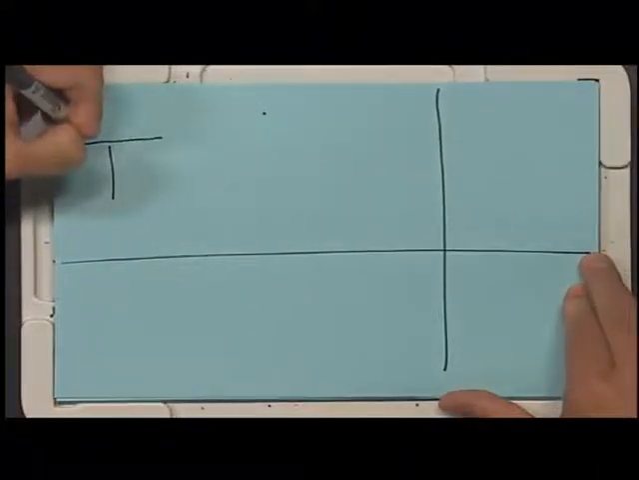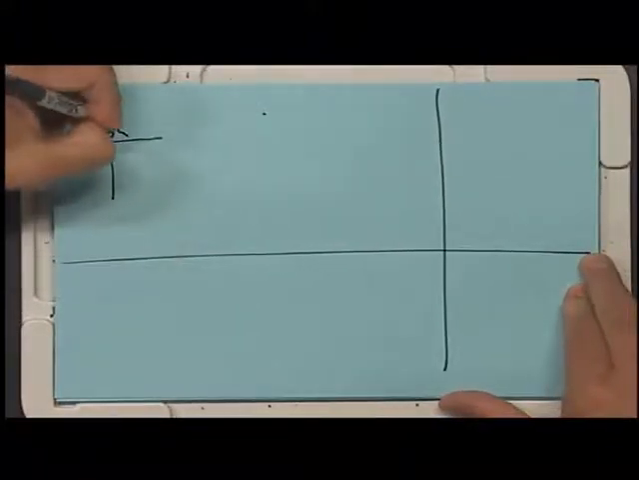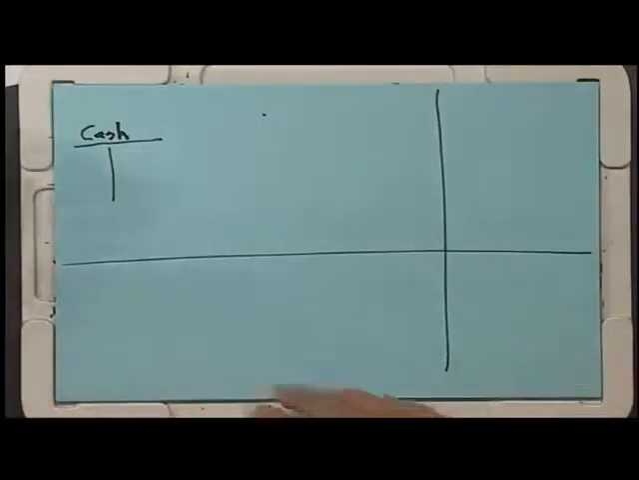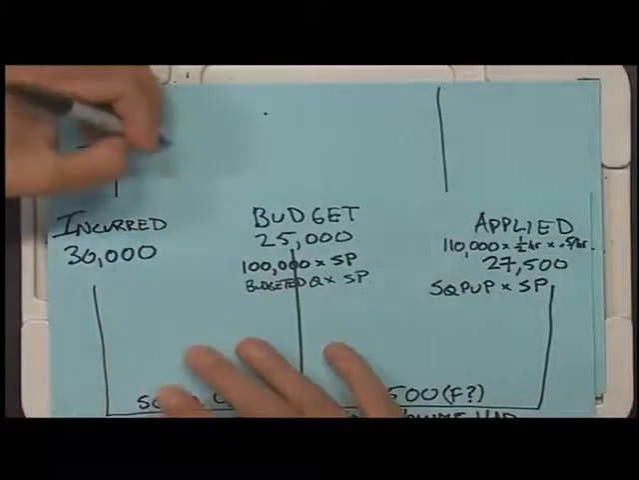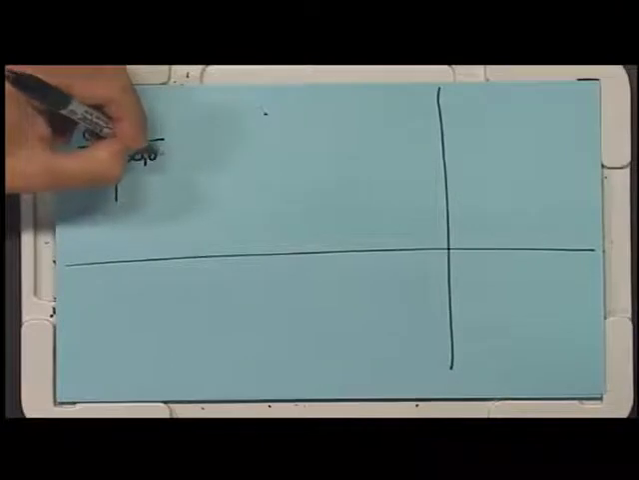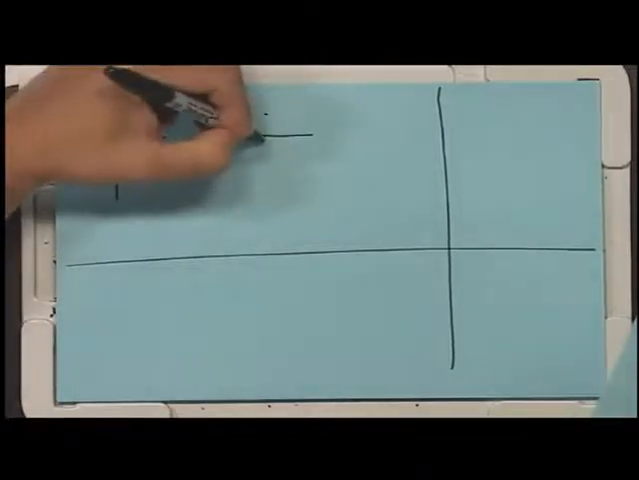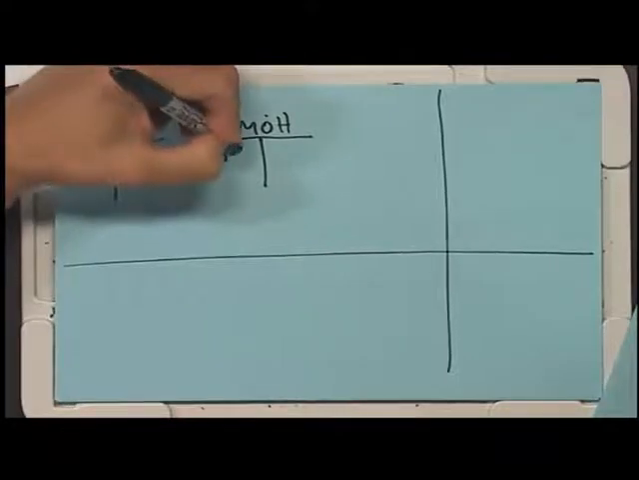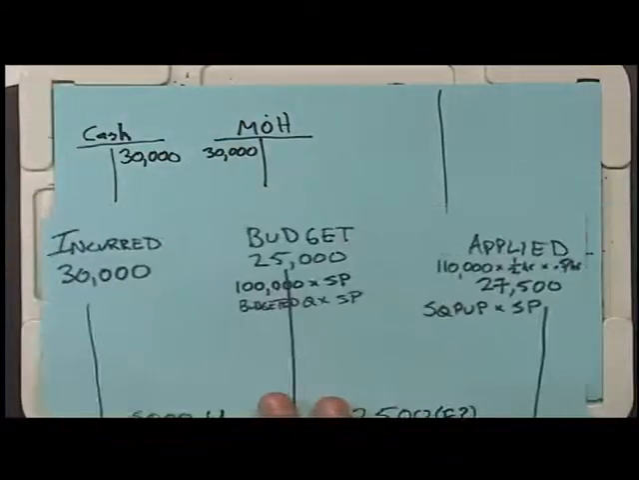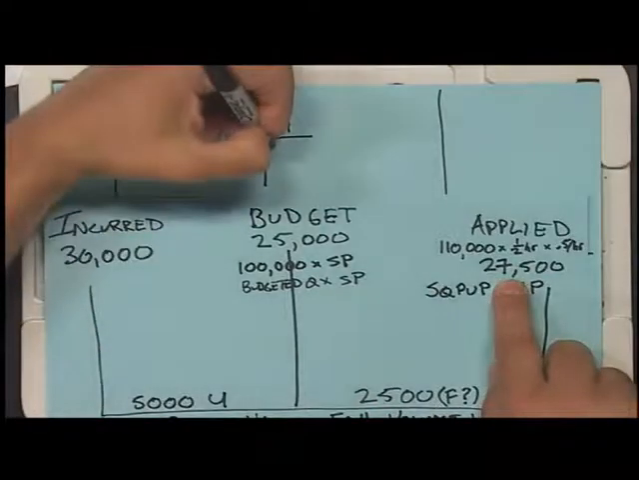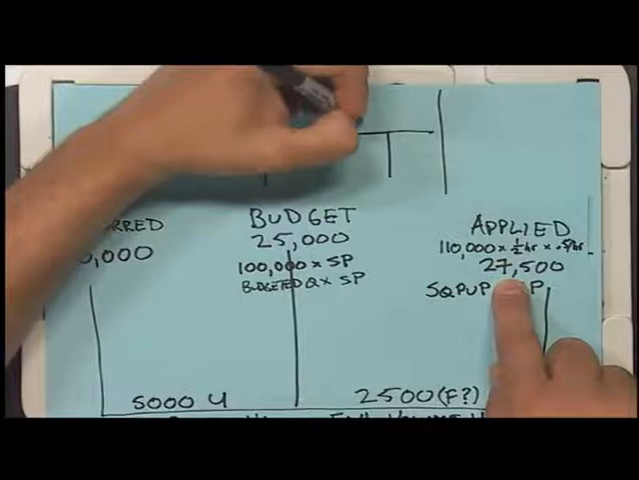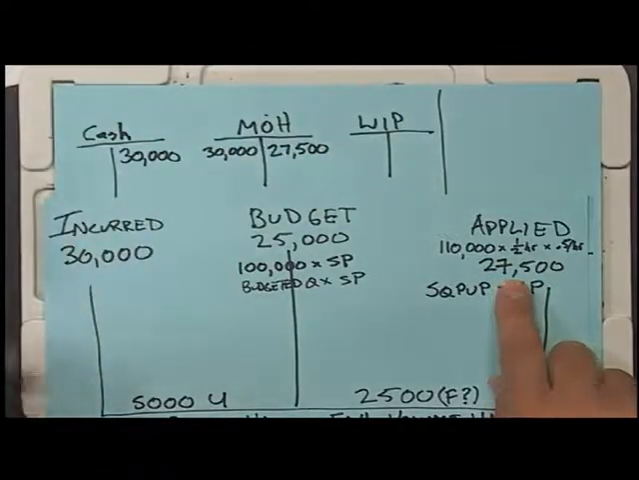I'll be assuming that we are using cash to pay our fixed overhead costs. Okay, so we incurred $30,000. That's going to be a credit to cash. We're going to put it into manufacturing overhead. We apply $27,500, and that is going to go into work in process.